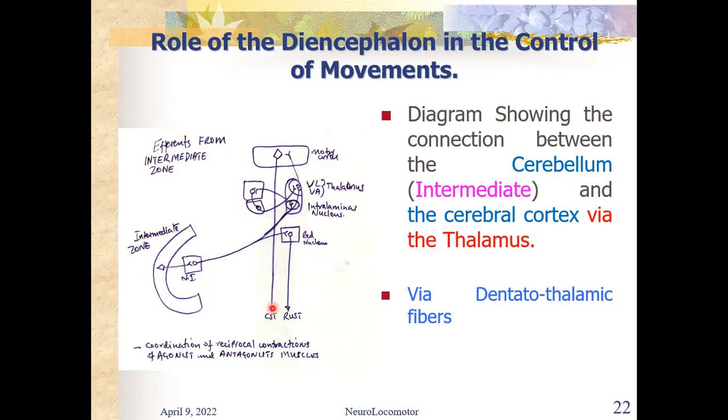Okay, so that is the role of the diencephalon. The role of this pathway from the intermediate cerebellum to the thalamus via the red nucleus and to the motor cortex is coordination of reciprocal muscle contractions. Contractions of agonist and antagonist muscles are coordinated by this pathway from the intermediate zone of the cerebellum up to the cerebral cortex.